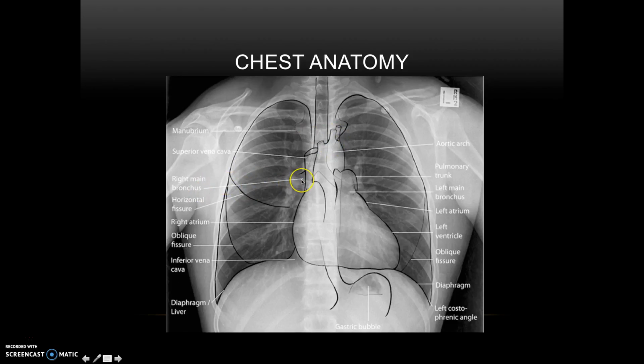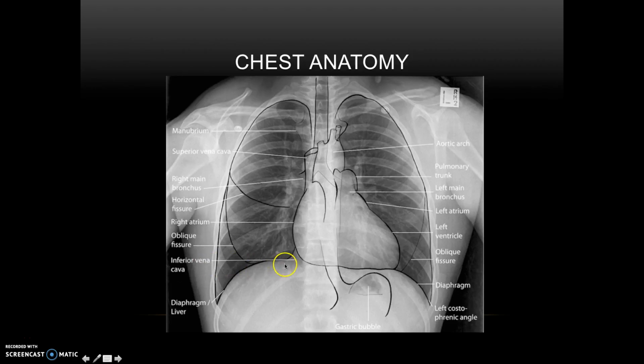The right main bronchus is part of the bifurcation of the trachea. The trachea comes down here on the midline and it bifurcates into the right main bronchus. The horizontal fissure separates this lobe of the lung from this lobe of the lung. This is the right atrium of the heart. The oblique fissure, again, separates this lobe of the lung from this lobe of the lung.